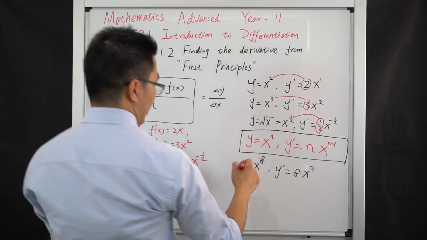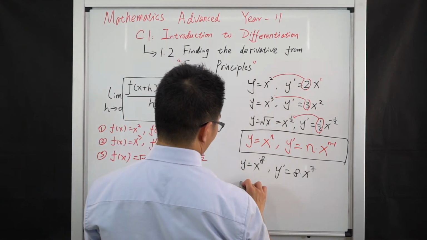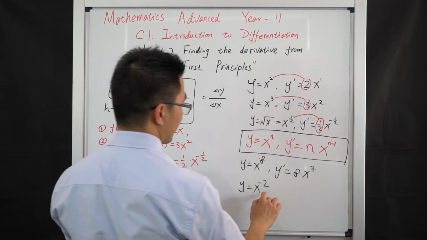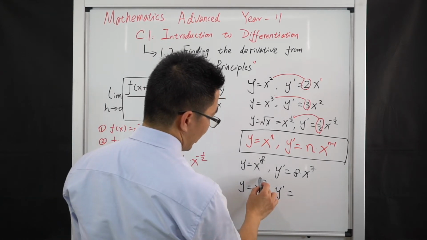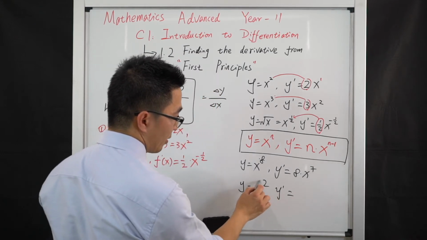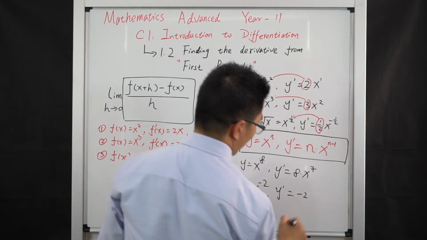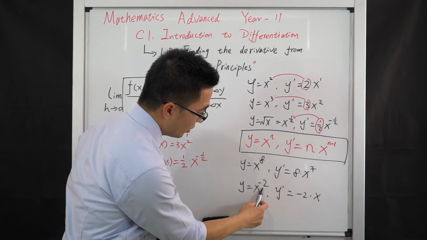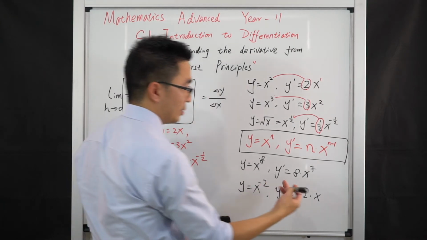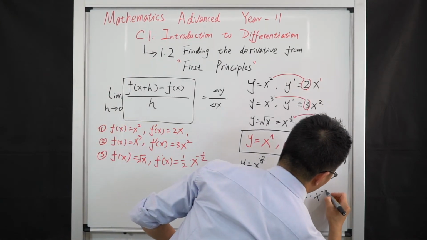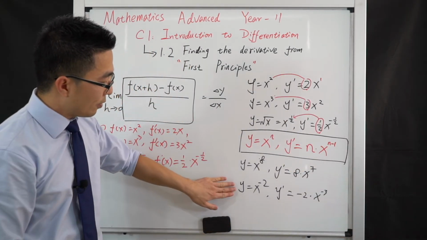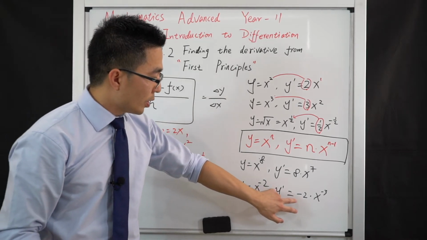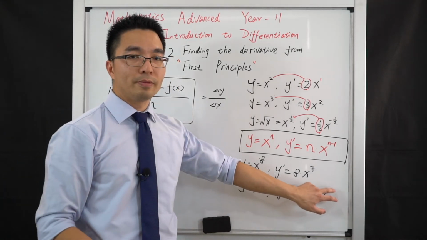Okay? Another one. If we have y equal to x to the power of negative 2, for example, then y dash will become, bring the whole power. So here the power will be negative 2. So bring negative 2 to the front. And then times x. So here, negative 2 and then minus 1 will become negative 3, right? So here x is to the power of negative 3. So if the function is y equal to x to the power of negative 2, then its derivative will be negative 2 times x to the power of negative 3.